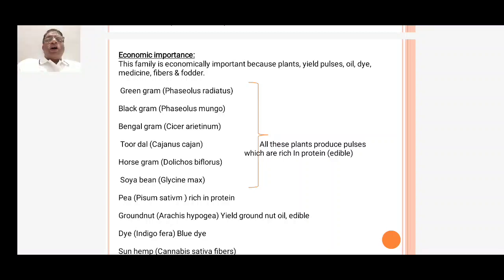Some plants yield oil, even medicine, fibers, dye, fodder. I will discuss some plants. Green gram, scientific name Phaseolus radiatus. Black gram, urad, Phaseolus mungo. Bengal gram, Cicer arietinum.